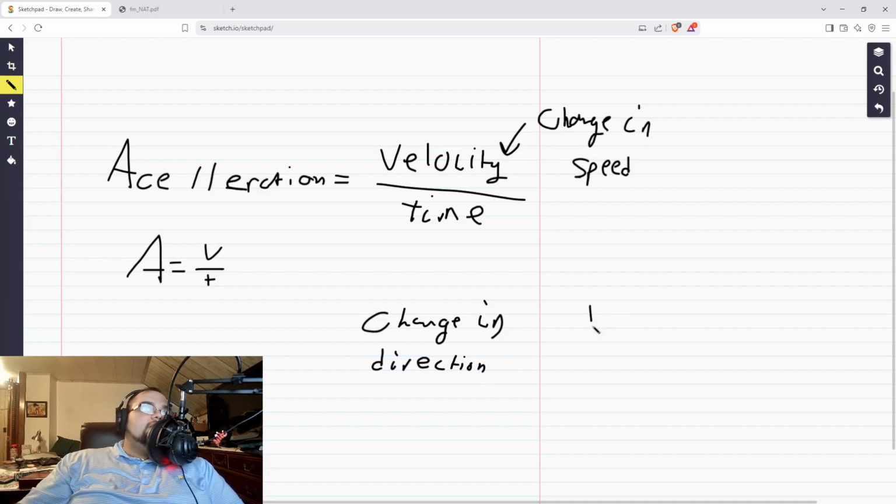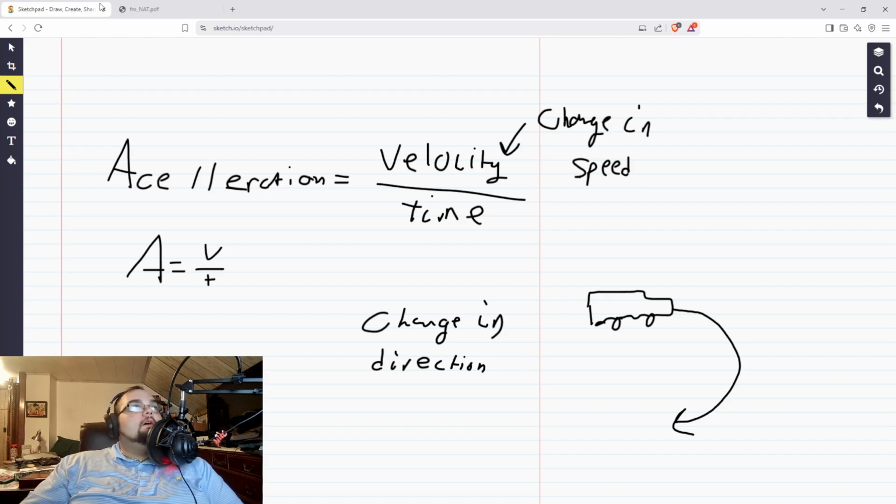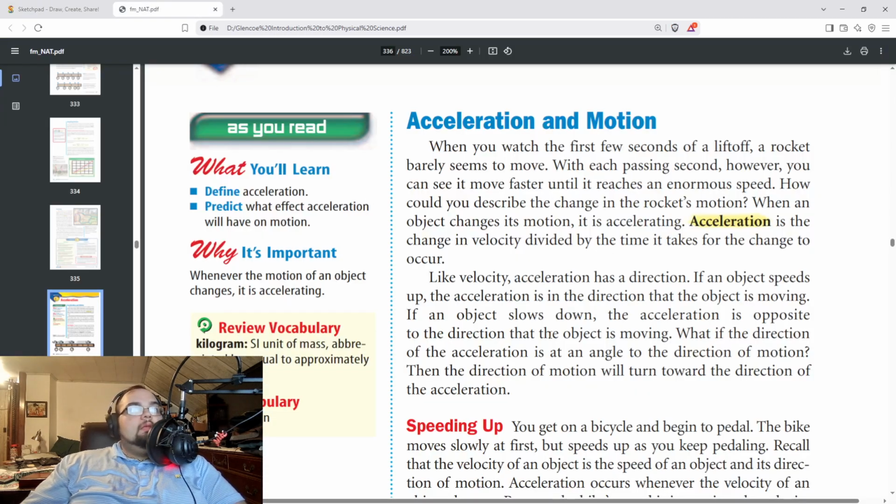So the car could be going the same speed, but it could be going around a corner. And because it's changing direction, it is accelerating. All right? Like velocity, acceleration has a direction. If an object speeds up, the acceleration is in the direction that the object's moving. If an object slows down, the acceleration is the opposite.